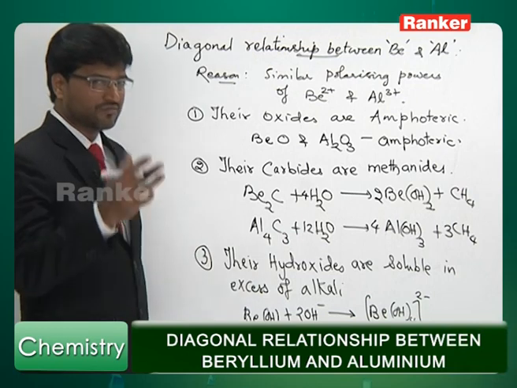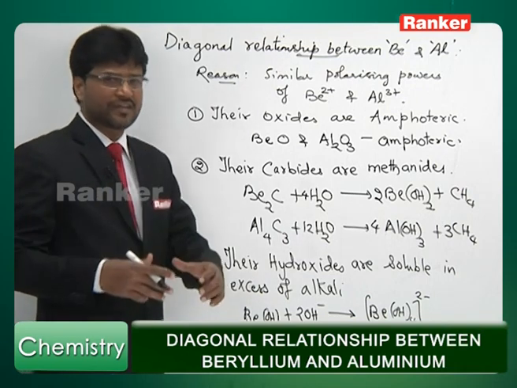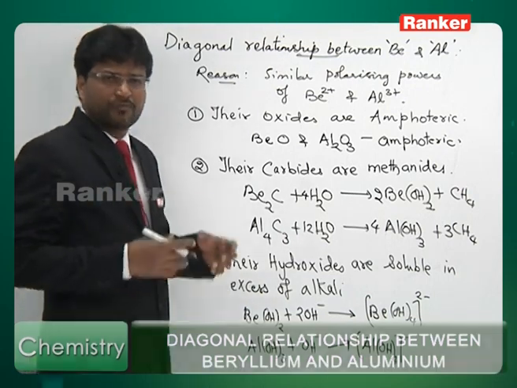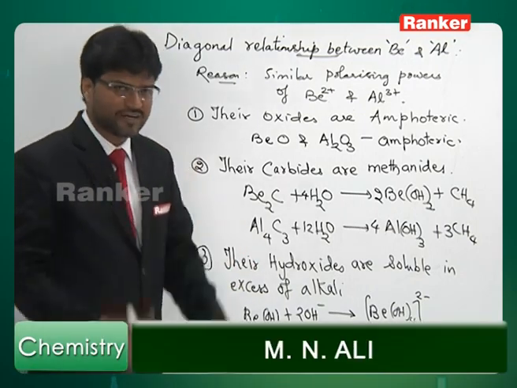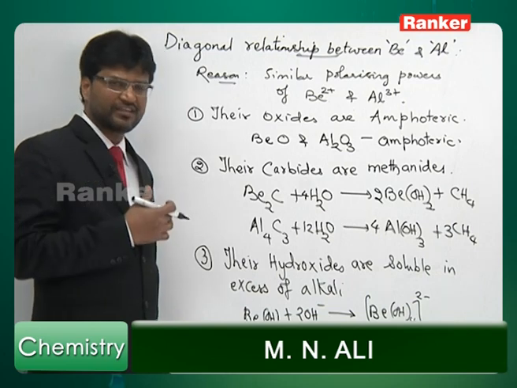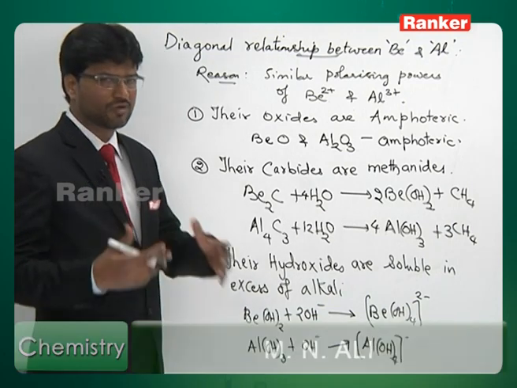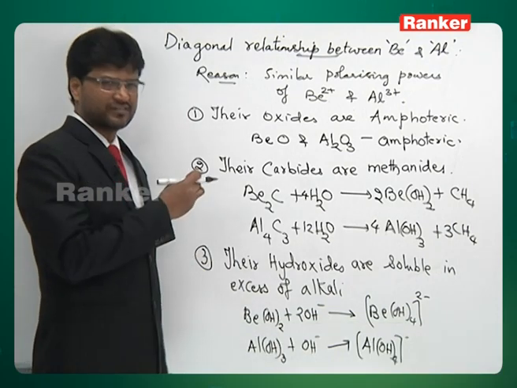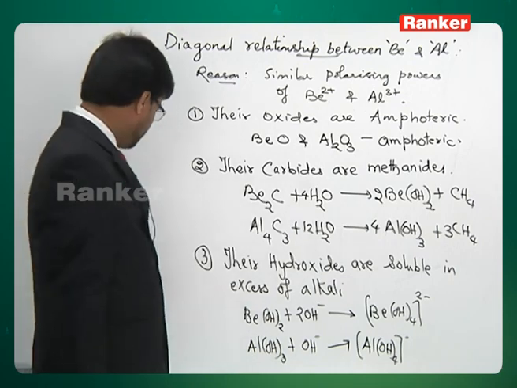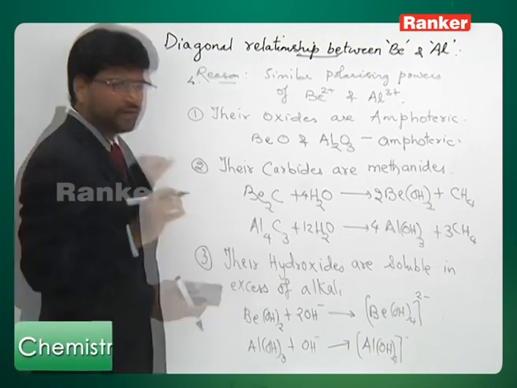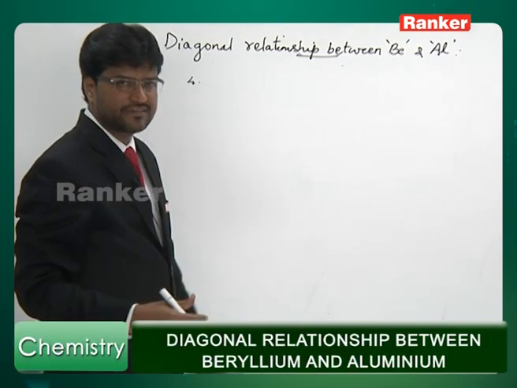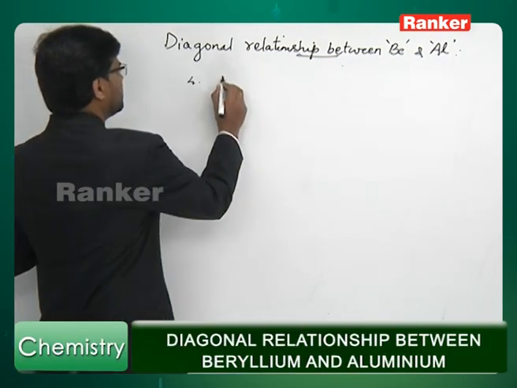Apart from this, there is one more point of similarity in their chlorides. Both form polymeric chlorides with bridging chlorine atoms. You have already seen the structure of beryllium chloride and aluminium chloride. Just for the sake of revision, I'll put it once again. There's another point of similarity I'm going to discuss now, which is in their chlorides.